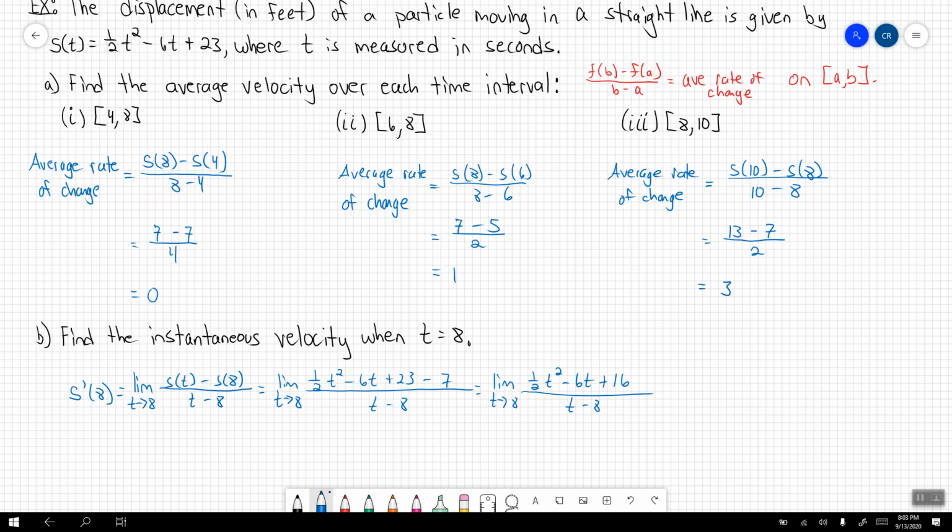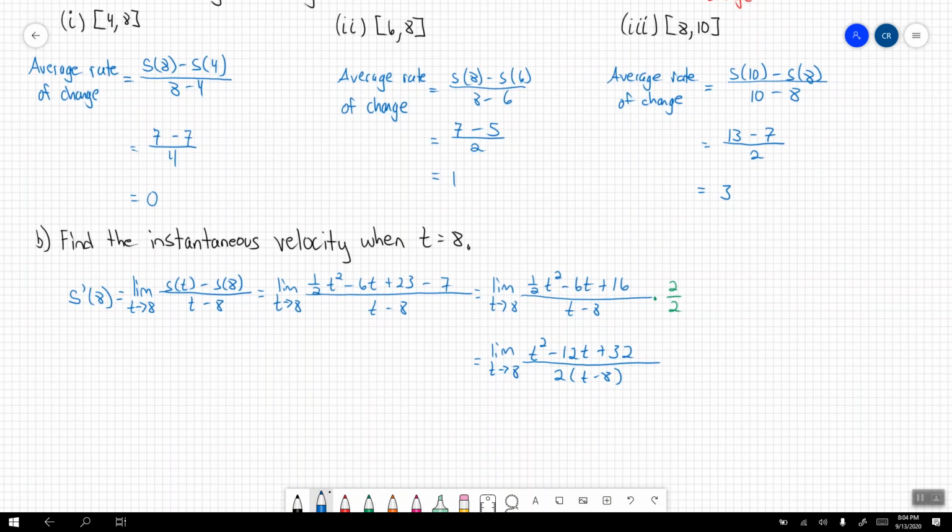Now, one of the things that I'm going to do is, since my coefficient for my t squared polynomial in the numerator is made up of a fraction, what I'm going to do is multiply that big numerator by a factor of 2. And again, I can't just multiply the numerator. I have to multiply both numerator and denominator. So now we're left with the limit as t is approaching 8. And again, let's distribute. So distributing, we now get t squared minus 12t plus 32, all divided by 2 times t minus 8.